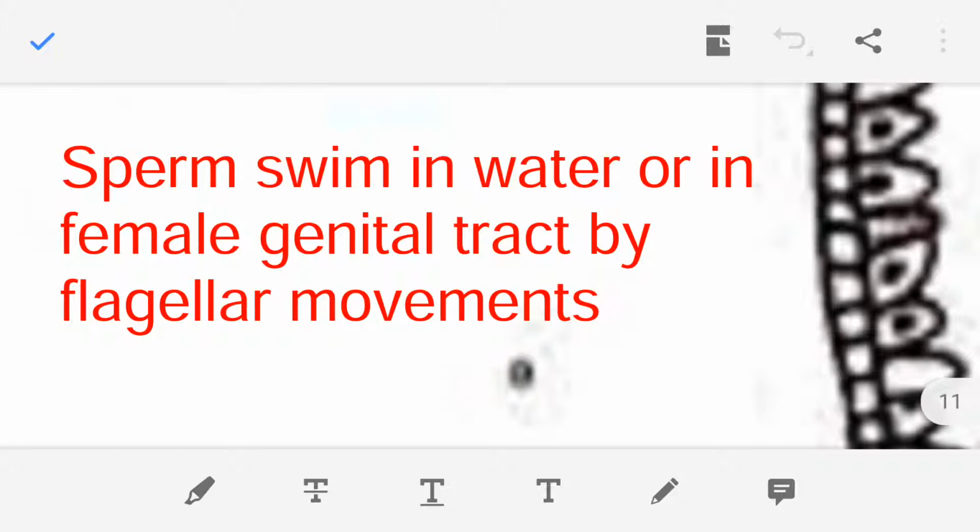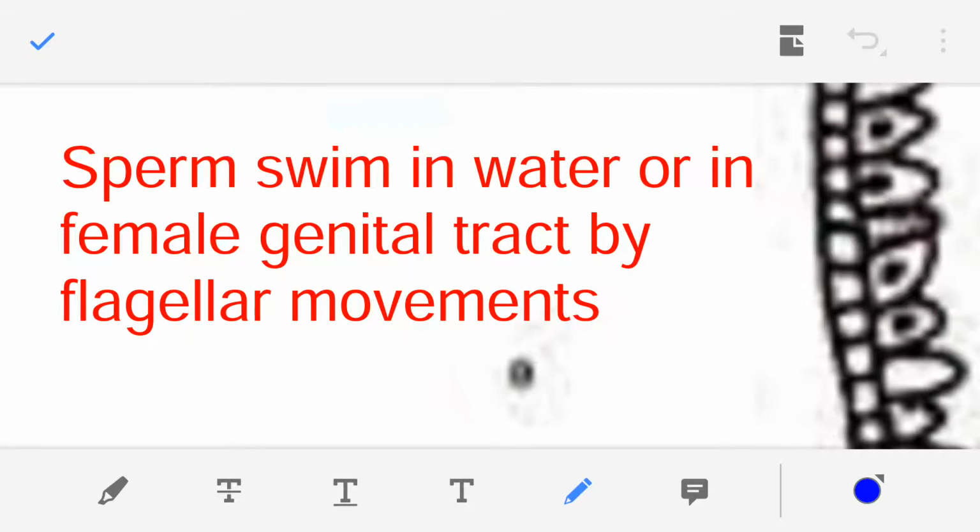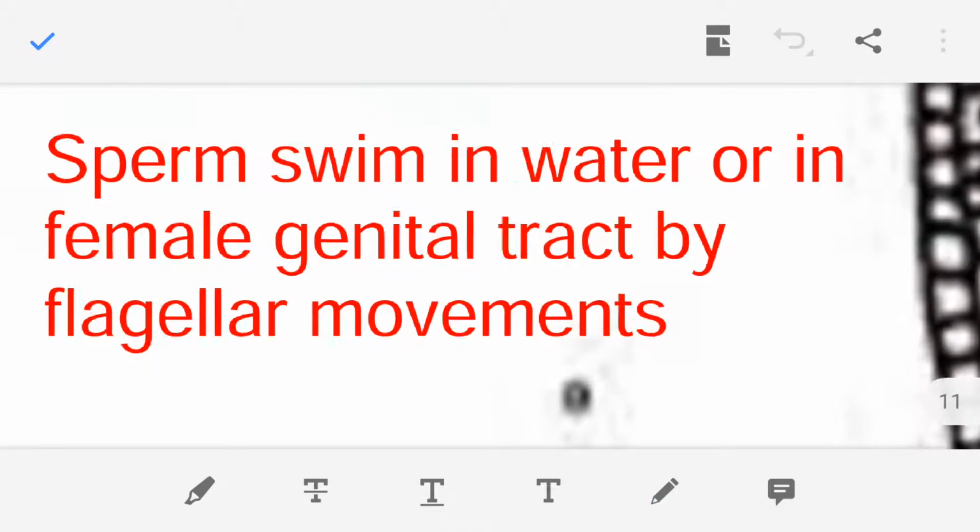The zygote starts dividing, and the larval stage is formed. The larval stage also gets nutrition from the water, and finally the larva develops into the new animal form. So this is about aquatic animals in which the sperm swim in water and reach the ovum. This is a kind of external fertilization. So among aquatic animals, some have external fertilization, whereas in mammals, for example in humans, there is internal fertilization.